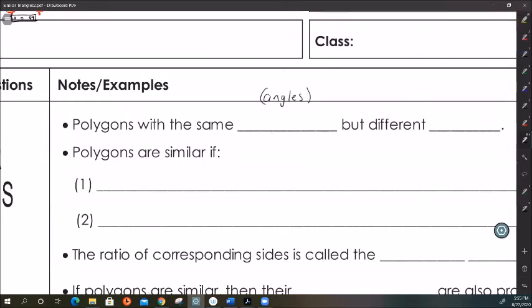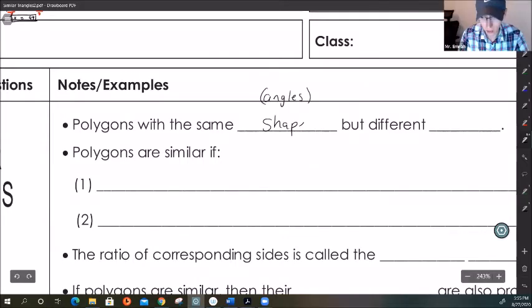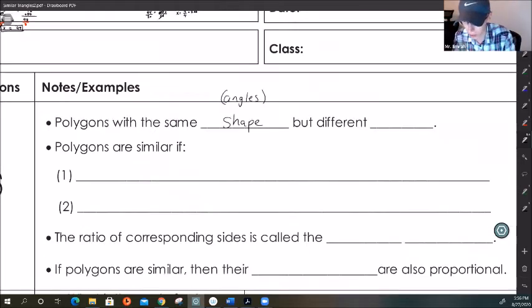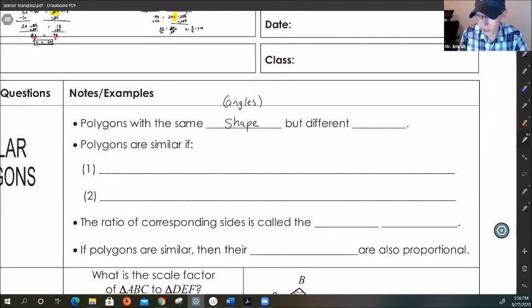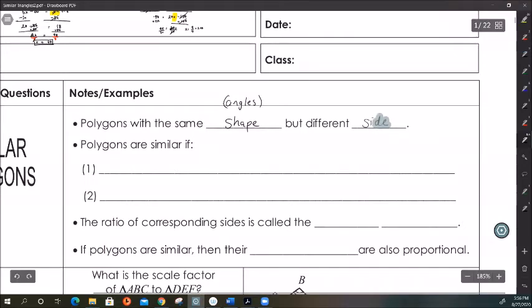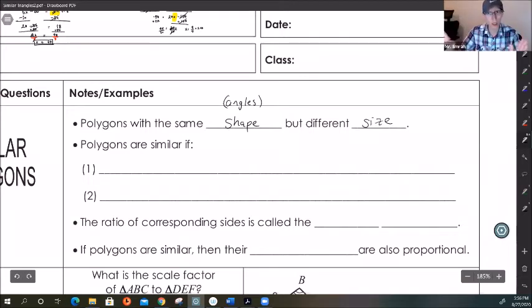Same shape as well, see? When I say same shape, I really mean they must have the same angles, all angles must be the same. But different size. Different size, so the side lengths are going to be proportional with each other. Polygons are similar if they have the same shape, that means that corresponding angles must be equal.